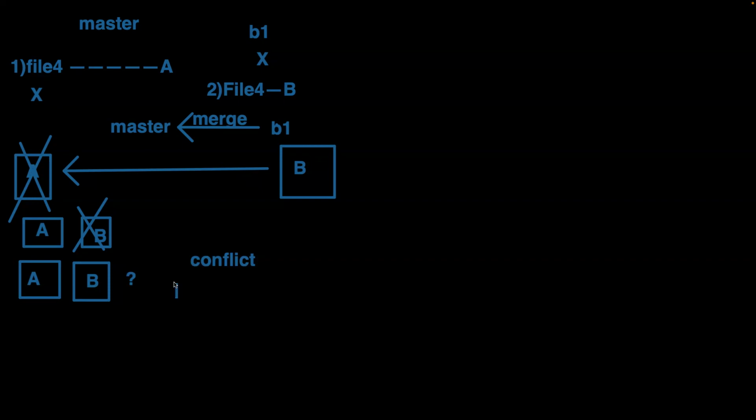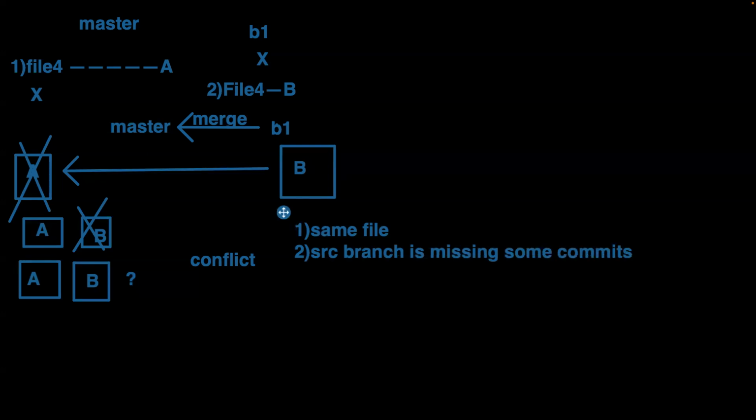Understood the reason for conflict? There are two parts to it. First, of course, the same file, but that should be along with the same file and the destination branch. Sorry, source branch. What is the source branch? B1. Source branch B1 is missing some commits which are there on destination. See, the B1 branch is missing this commit A. So when it is trying to integrate, you get this problem. You will not get this situation in this other case.